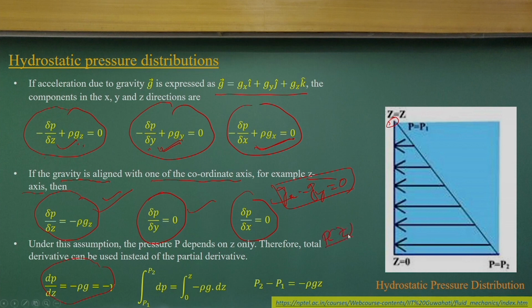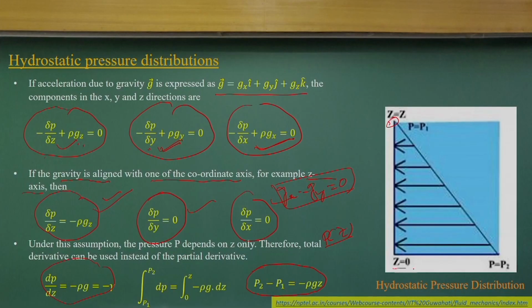Pressure is only a function of z, only in the vertical direction, and if I integrate, P2 minus P1 equals minus rho g h z. Remember we are considering the z location from a particular level. The negative sign depends on whether you go up or down from the reference point. If I put z equal to 0 here and take z values like this, the pressure distribution becomes a linear function of z. This is the free surface.